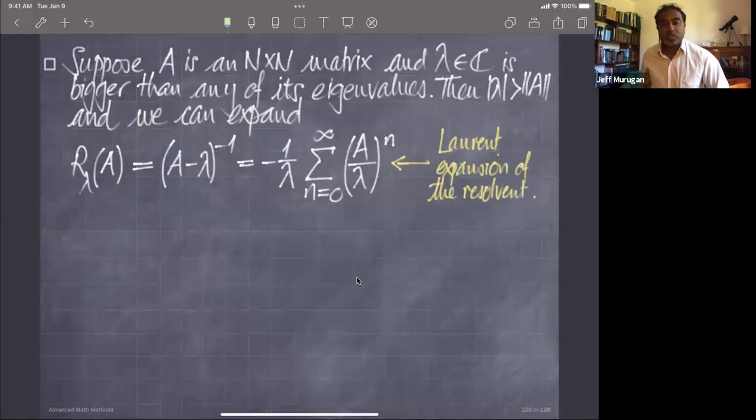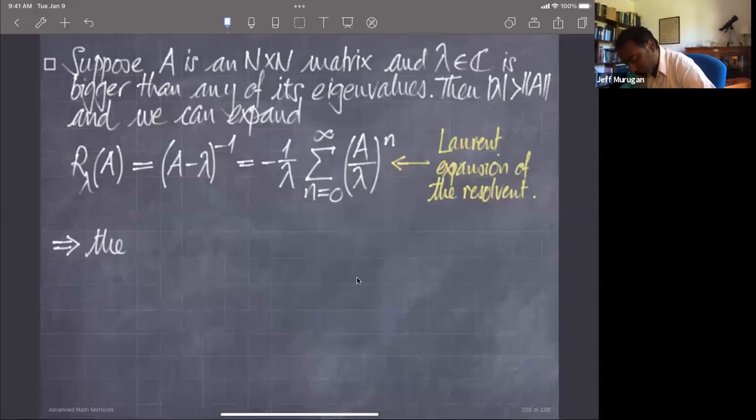Well, if I have the Laurent expansion of some function, then I can immediately read off the coefficient of 1 over lambda as the residue of that function. So this is great because I'm able to bring complex analysis into this. Okay, so this means that the coefficient of 1 over lambda is just the residue of the resolvent.